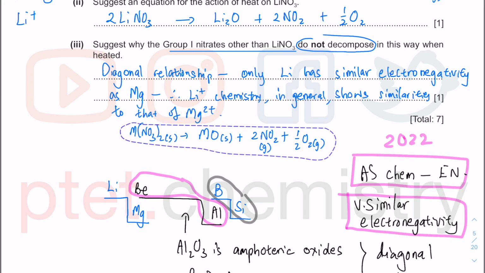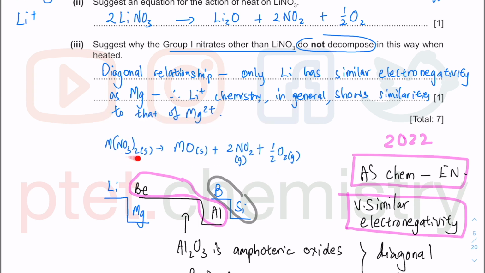Okay, so hopefully that makes sense there, but of course this is not for the group 1 metal, this is for group 2 metal nitrate decomposition in the presence of heat. Not too much you can write for that 1 mark, but it's definitely to do with diagonal relationship and similar electronegativity, therefore similar chemical reactivity as well. And that's the end of that 7 mark question there.